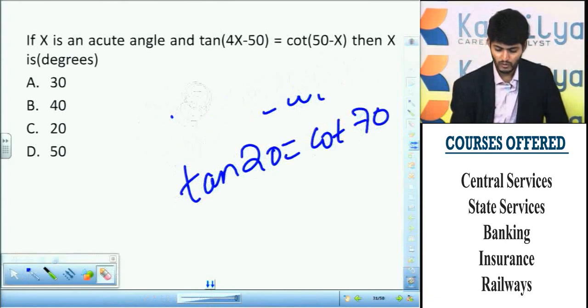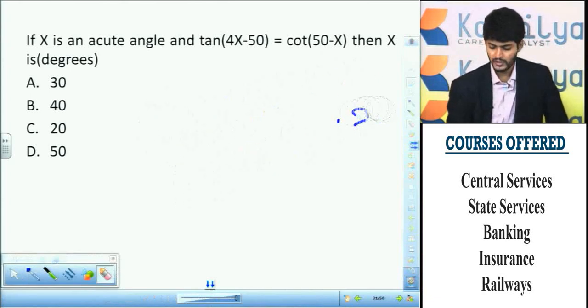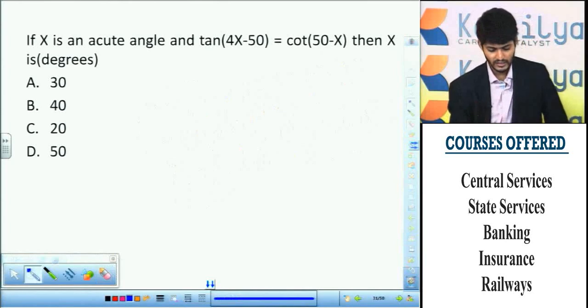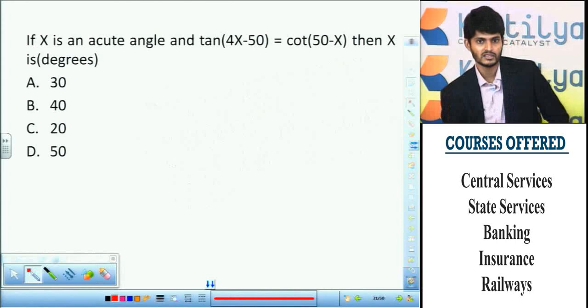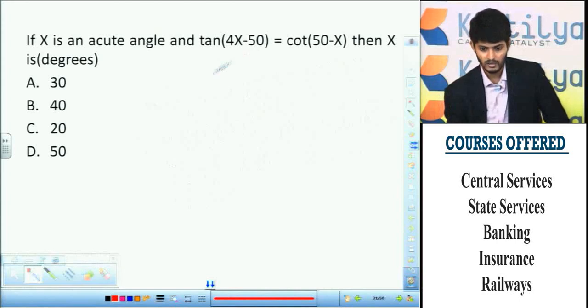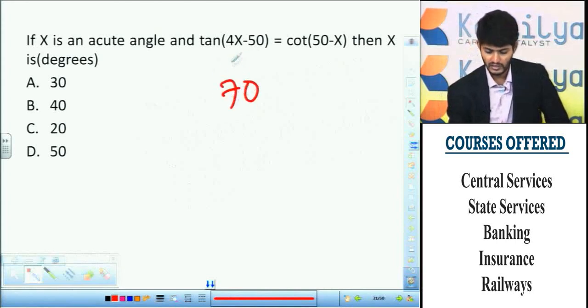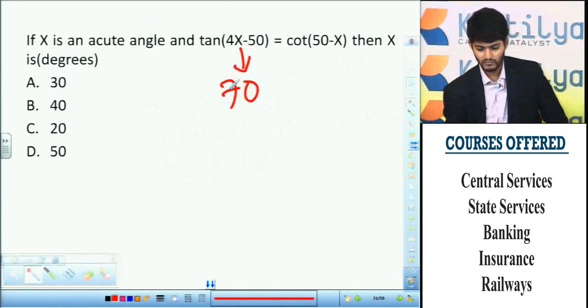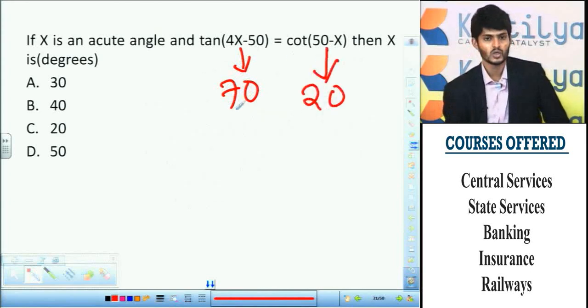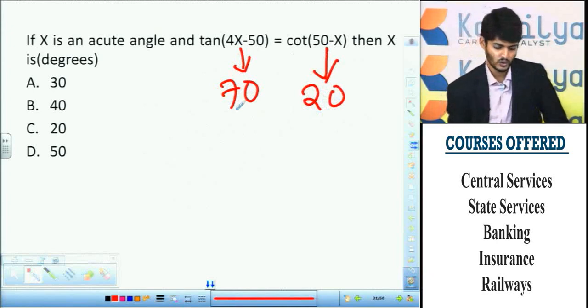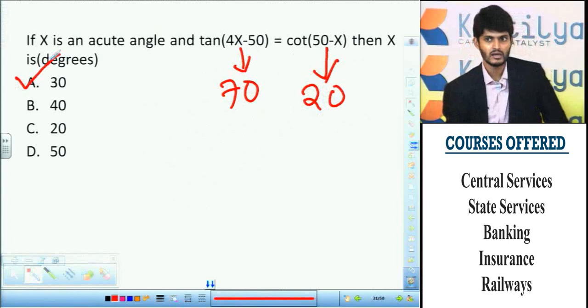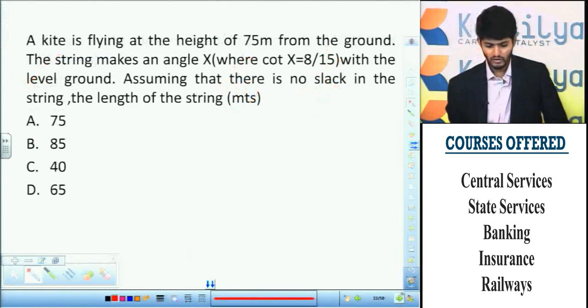So I have to check which option will give me two complementary angles on LHS and RHS. Let us say I will substitute the value of 30 in my LHS. So you will get 4 into 30, 120 minus 50, you get 70 as this angle. And similarly, if you put cot of 50 minus 30, you will get 20. As you clearly see, these are complementary angles. So the moment you get complementary angles, that would be your answer. Okay, so you can take A as your answer and just move on. Or if that is not the answer, you have to check a few more options.